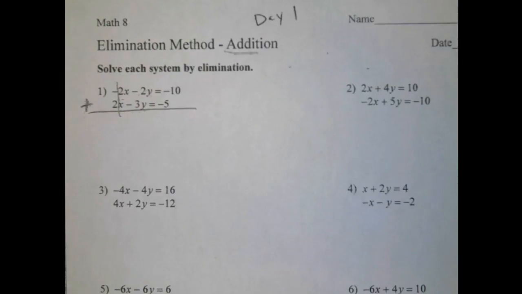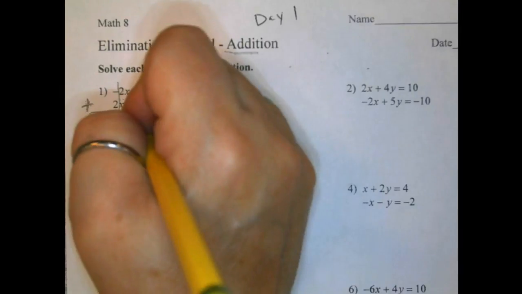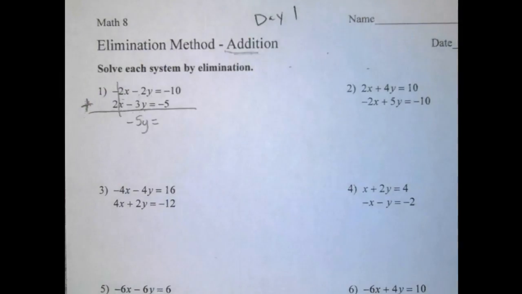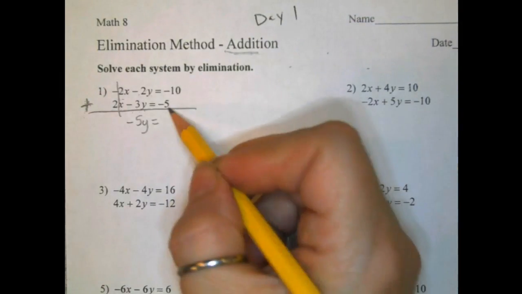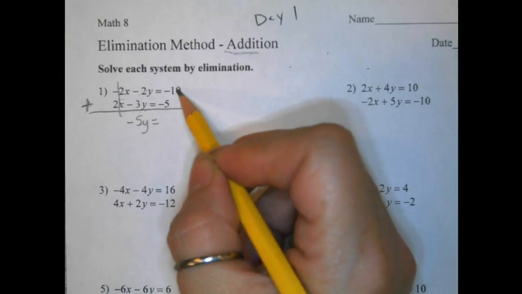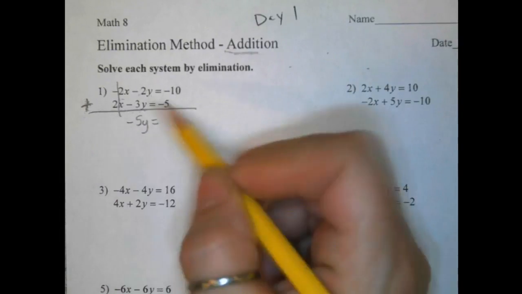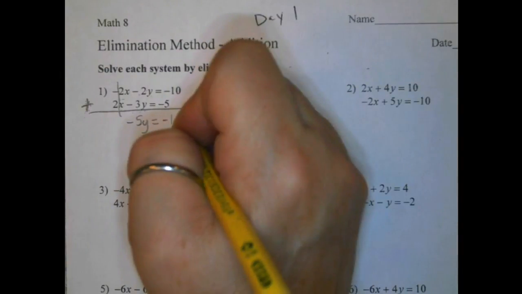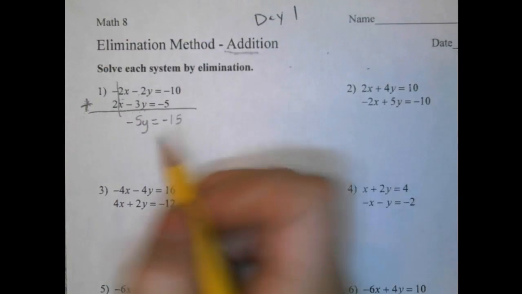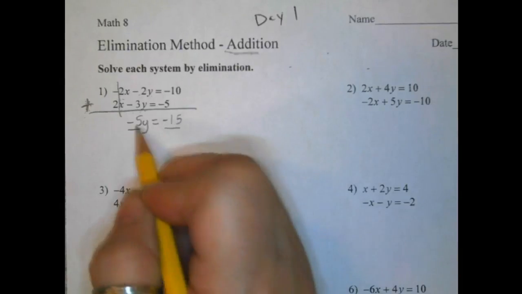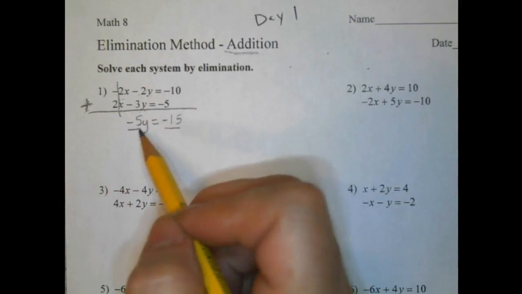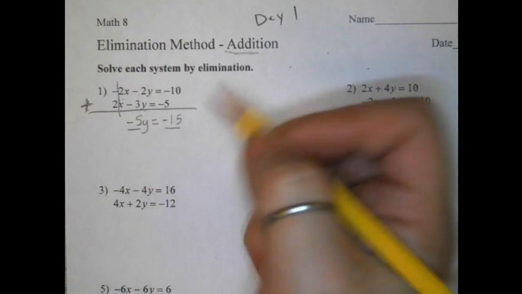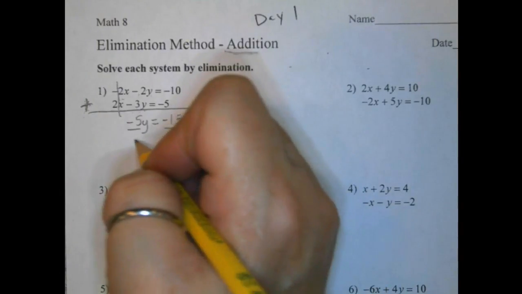I'm adding. What is it? So it's negative 5y, right? So I have a negative 5 and a negative 10. What is negative 10 plus negative 5? So negative 15, right? So far, so good. I'm going to go ahead and solve my problem for y. So what am I going to divide by then? 5. What kind? Negative 5.